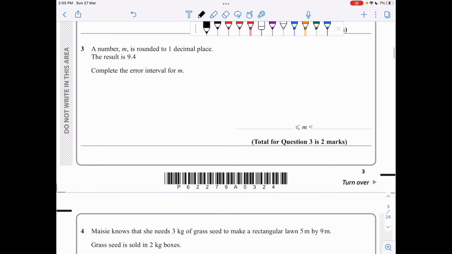Question 3, it's a number m rounded to 1 dp. The result is 9.4. So we know that this quantity m is 9.4, correct to 1 decimal place. I go 5 up and 5 down to find the boundaries, the error interval. So that's going to be 9.35, 9.45.